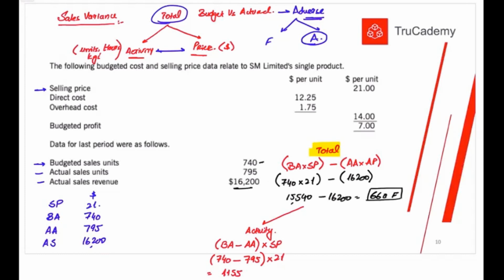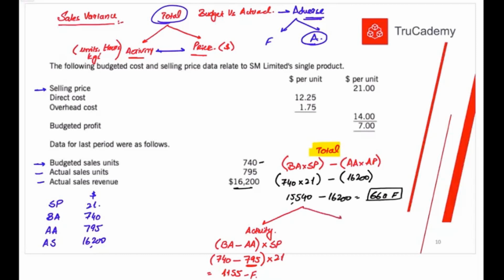Clear with this thing? Yes, sir. And this is favorable or adverse? Activity variance is also favorable. Why? Because we sold more units actually than the budget. We were supposed to sell 740 units, but actually we sold more units than budgeted. So it's a favorable variance. Clear with this thing? Yes, sir.